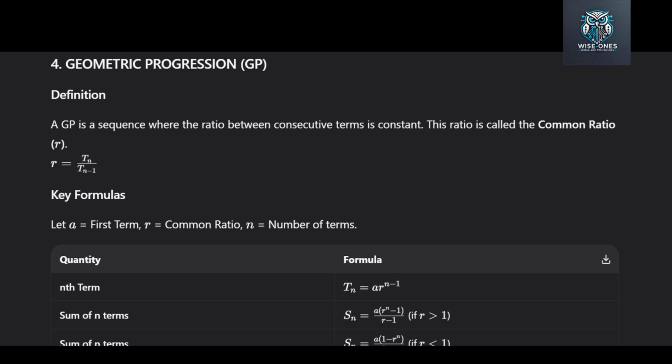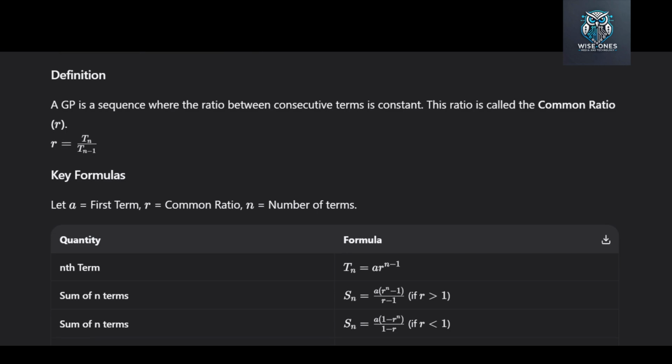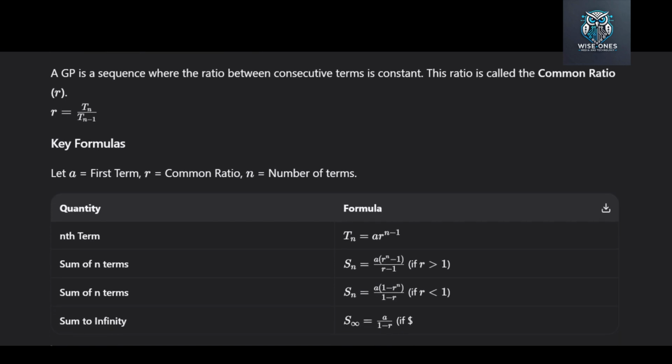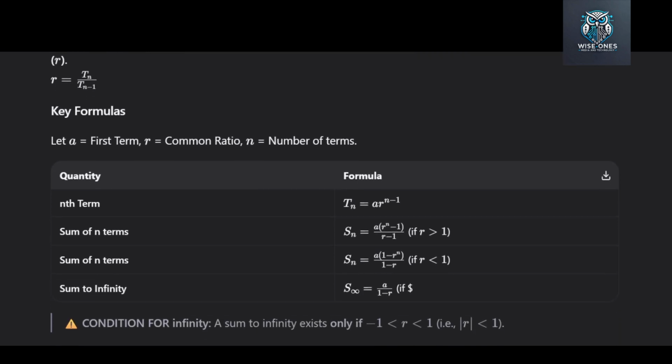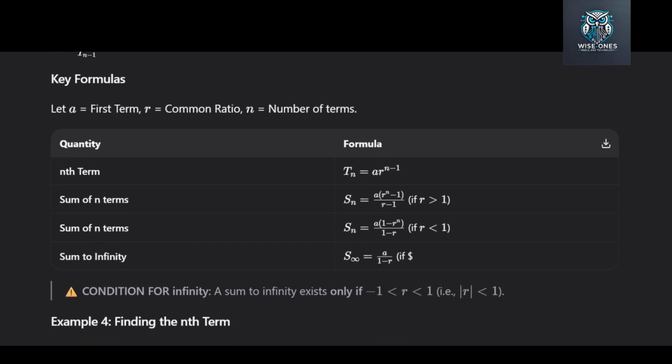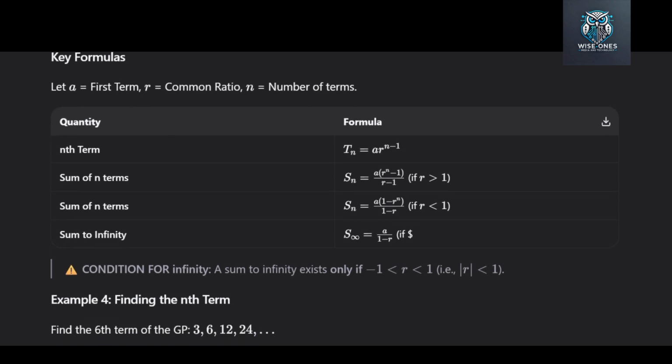There are key formulas for GP as well. Let a be the first term. Let r be the common ratio. Let n be the number of terms. The first formula is for the nth term. T sub n equals a multiplied by r to the power of open bracket n minus 1 close bracket. Notice the power is n minus 1, not n. This is a common mistake.